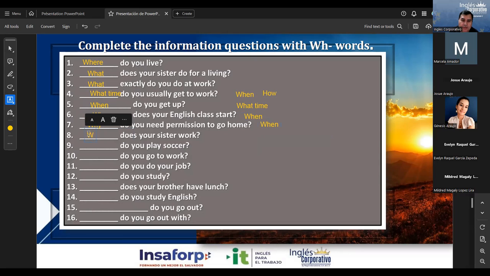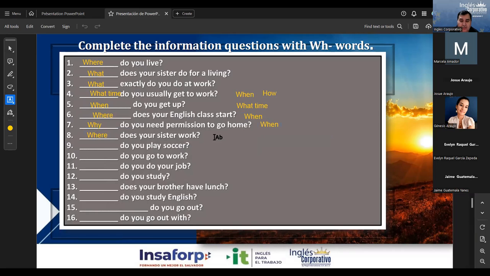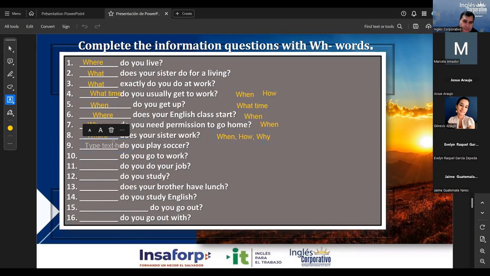Where? Where does your sister work? When does your sister work? When? Another possibility. How? Why? Why does your sister work? How often? How often does your sister work? It's not common, where, but it's possible.